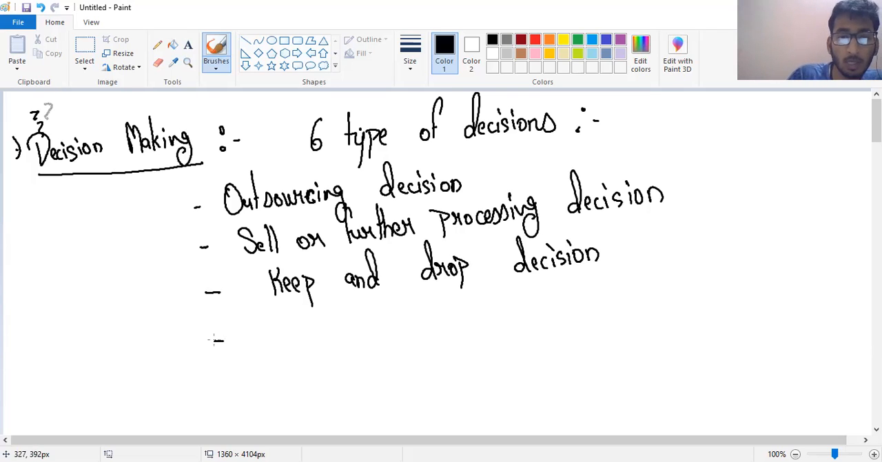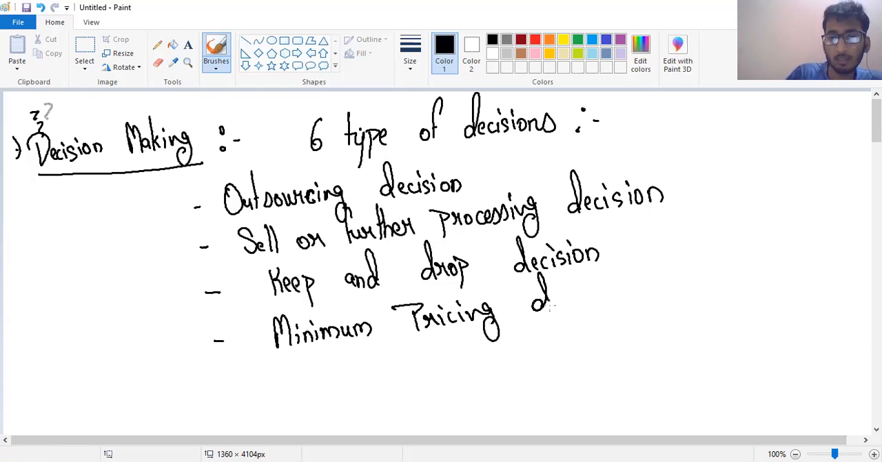So this type of decision would also be a very good decision. The fourth decision is minimum pricing decision. Minimum pricing decision, as the name suggests, is what should be the minimum price for the product. So suppose I'll take the variable cost and relevant fixed cost in the minimum pricing. I hope you guys know what the relevant fixed cost is. Like we have discussed in the last lecture as well, what is relevant cost and what is irrelevant cost and what would be the relevant fixed cost. So we have discussed all these things.